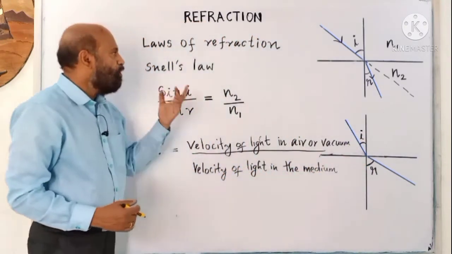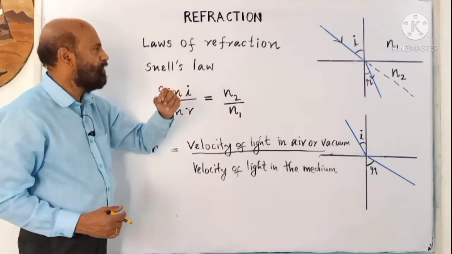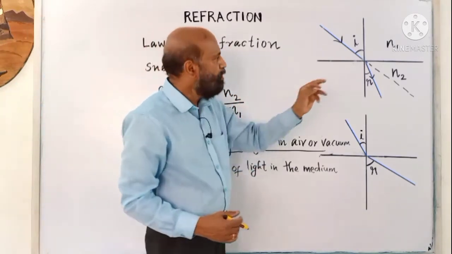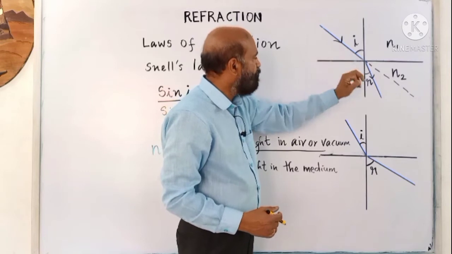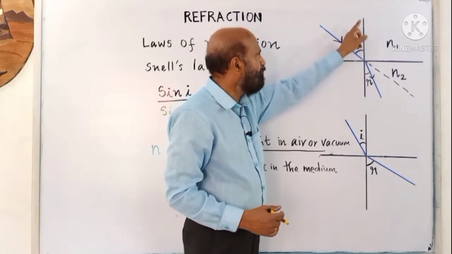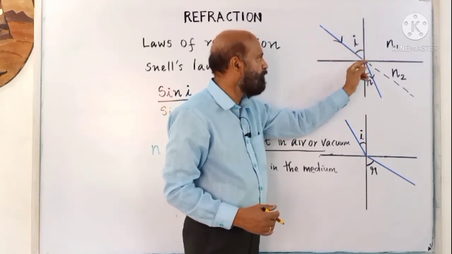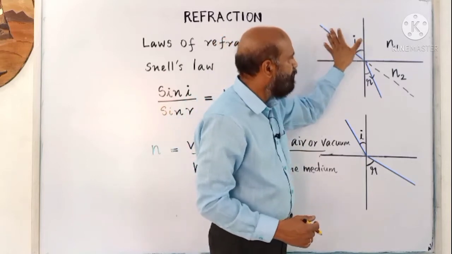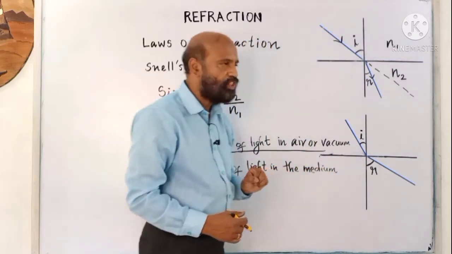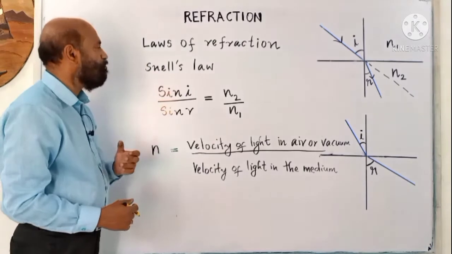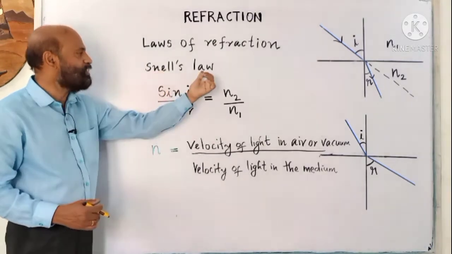Now let us see the laws of refraction. First law: the incident ray, refracted ray and normal at the point of incidence lie in the same plane. That's the first law. Now let us see the second law, also known as Snell's law.